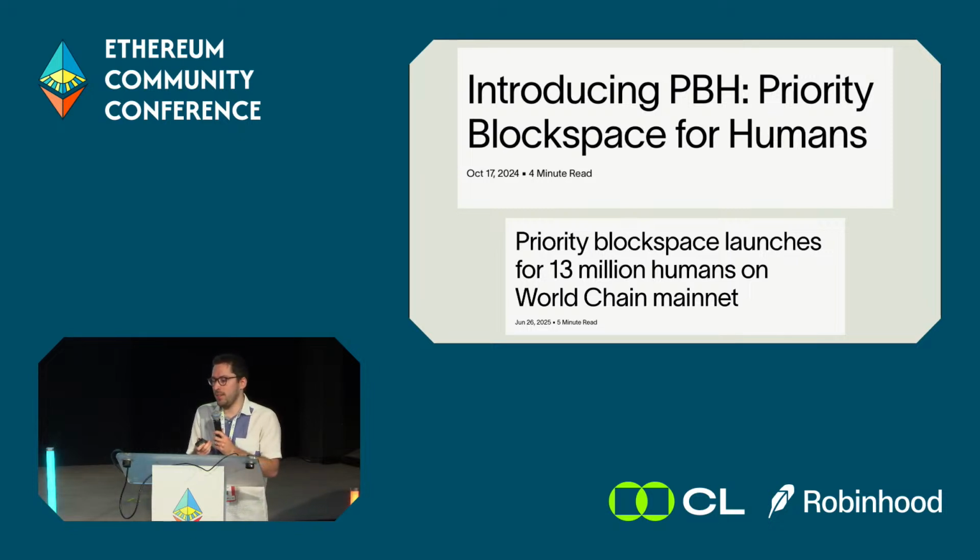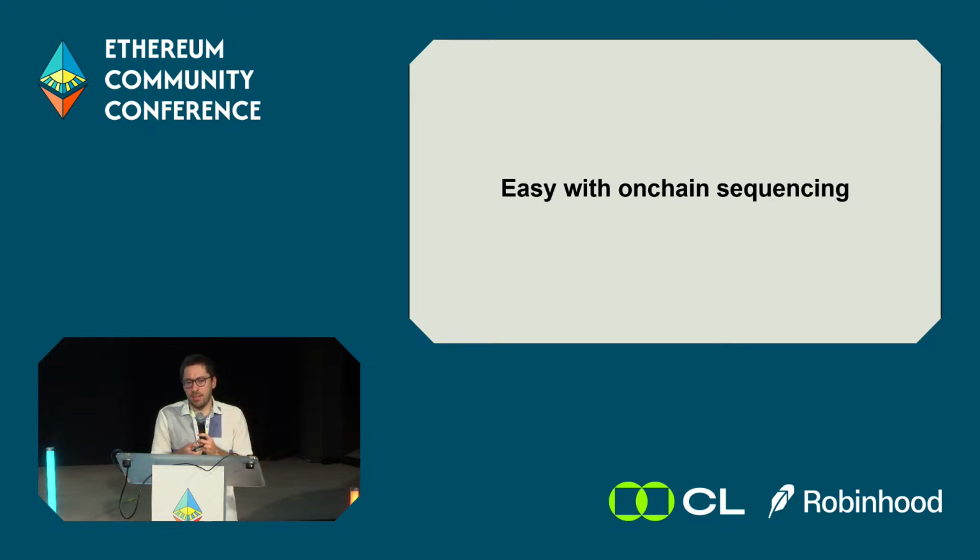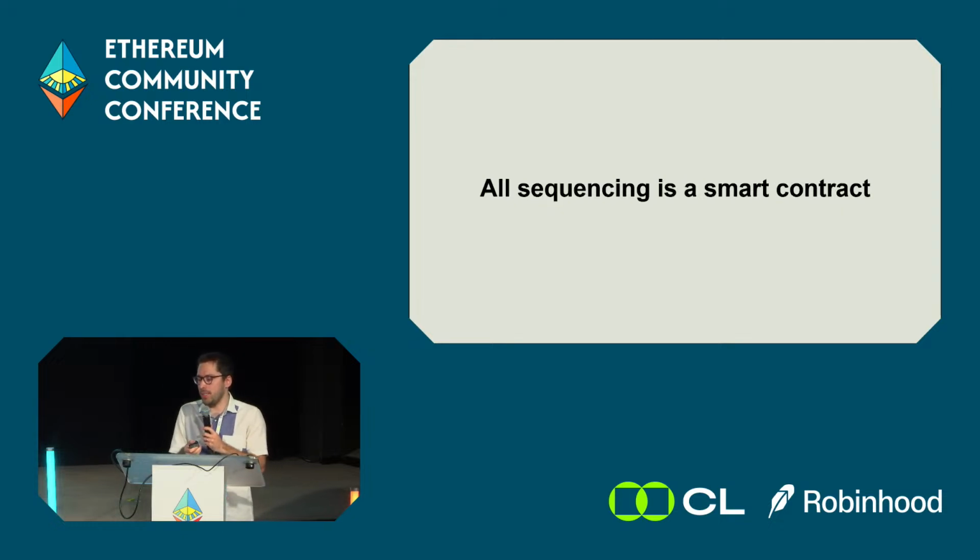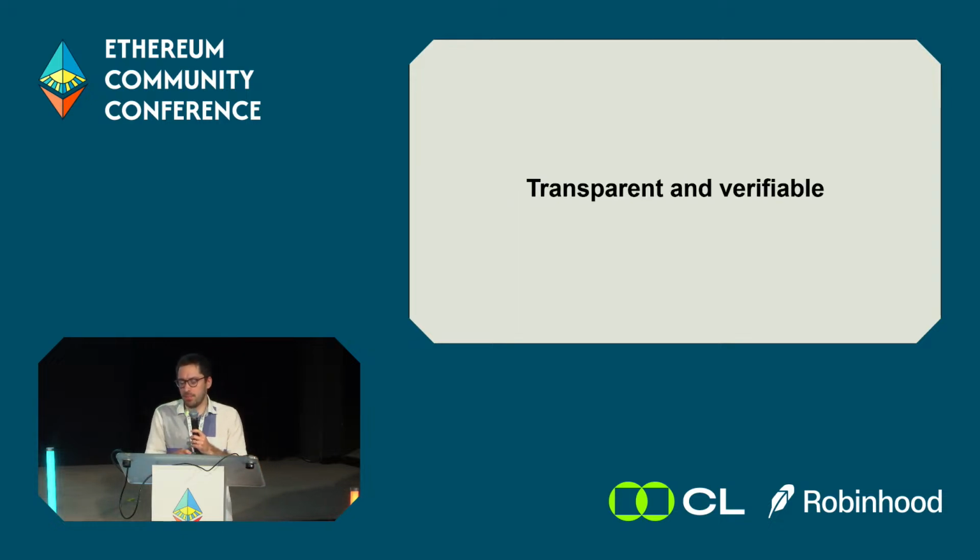It's not easy right now, but our hunch is that if you take all of the sequencing activity that lives in off-chain centralized sequencers and move it on-chain, you can make this much, much simpler because all customizations become smart contracts. It's like 50 lines of code instead of entire thousands of lines of client customization. If all sequencing is a smart contract, it becomes transparent and verifiable.